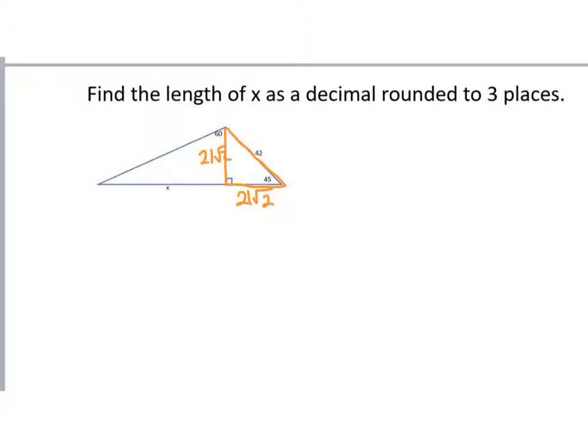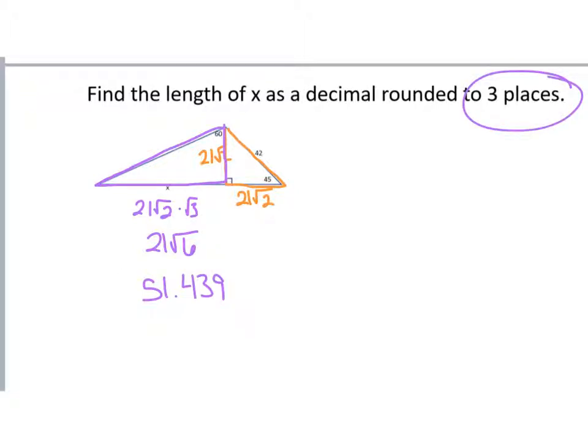Okay, so then when I look at my 30, 60, 90 triangle, I'm trying to find my long leg. My short leg is 21 square roots of 2. My long leg says take that short leg and just multiply it by the square root of 3. So I end up with 21 square roots of 6, which we actually just found, they happen to come out to the same thing. I end up with 51.439 when it asks me to round it to 3 places.